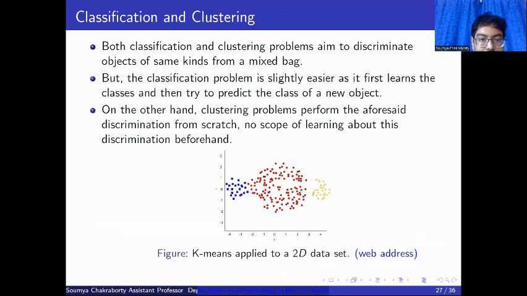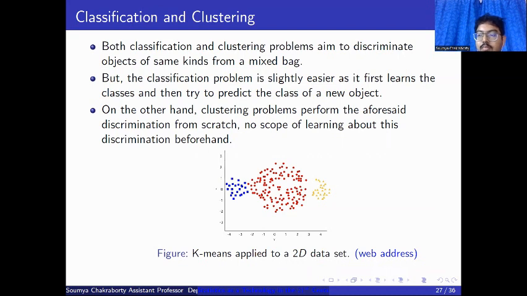Next, I am going to pattern recognition. This has mainly two tools, classification and clustering. Those who are from a computer science background know these terms as supervised learning and unsupervised learning. Classification is slightly easier, and it deals with discrimination of different objects which are mixed in a certain place. Classification first learns the classes and then tries to predict the class of a new object.